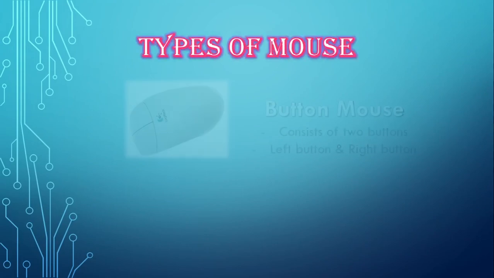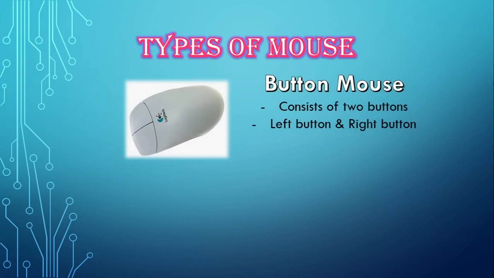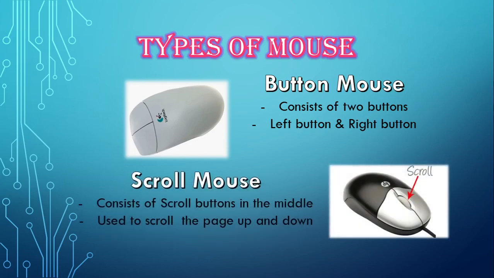Many types of mouse are there. Let's learn about it. Button mouse. Button mouse consists of two buttons, left button and right button. Both of the buttons have different functions. Scroll mouse consists of a scroll button or scroll wheel in the middle of the two buttons. It is used to scroll the page up and down.